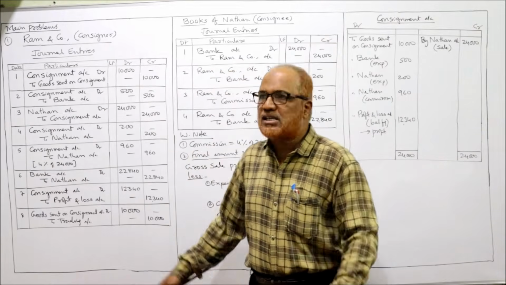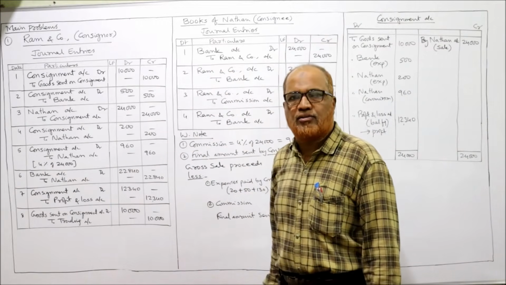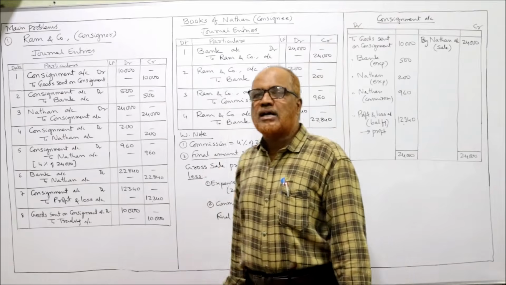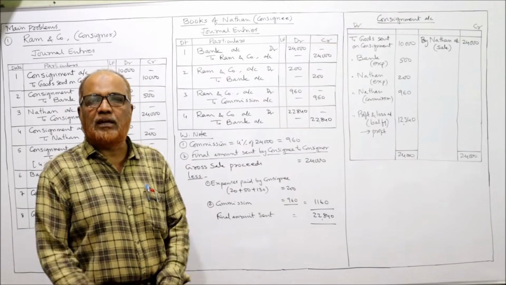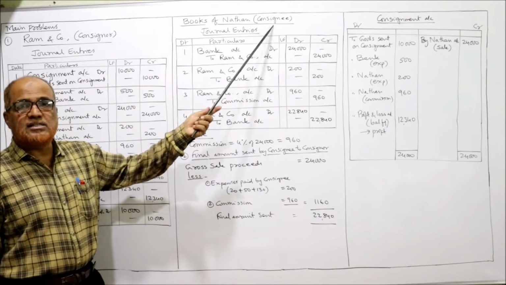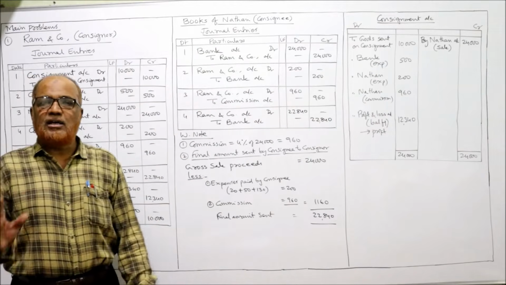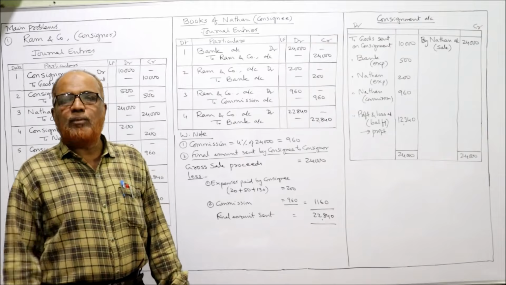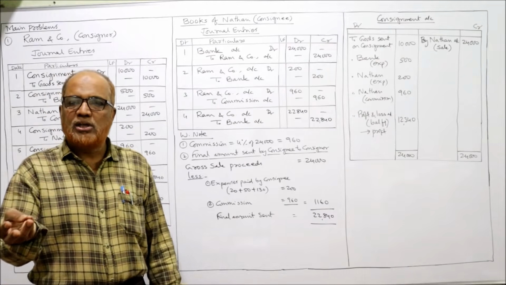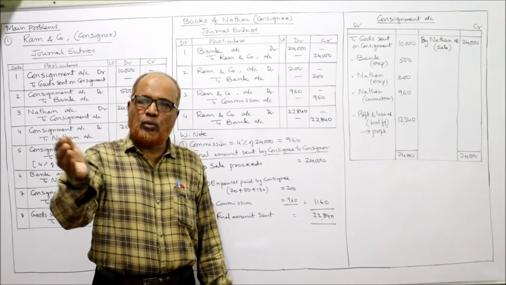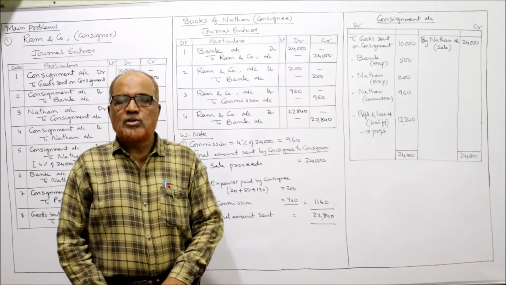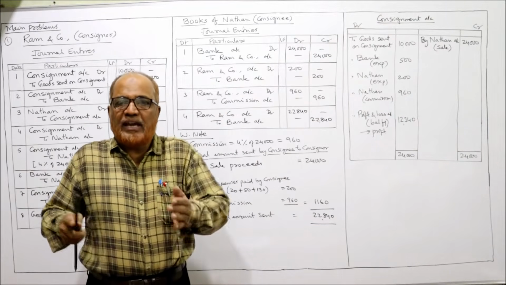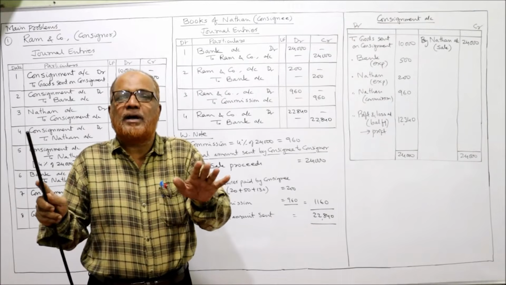In the books of consignor, I have passed all the entries. Now it is also asking you to pass the journal entries in the books of consignee, Nathan. See, the consignee is not bothered about the profit or loss. The consignee is not bothered when goods are received. He will not pass any entry. So when Nathan receives the goods, he will not pass an entry.